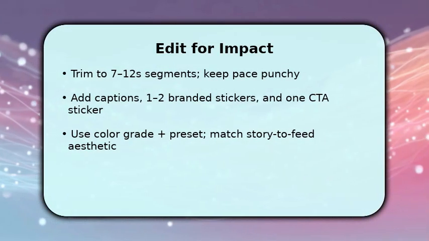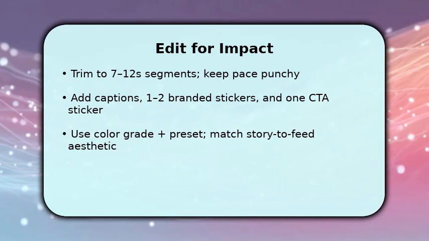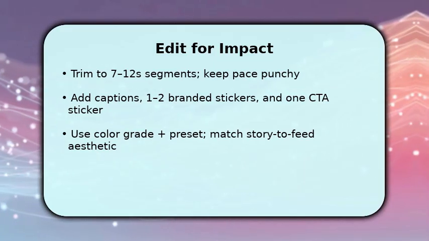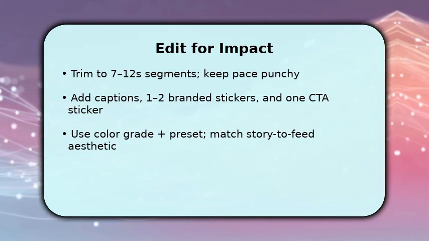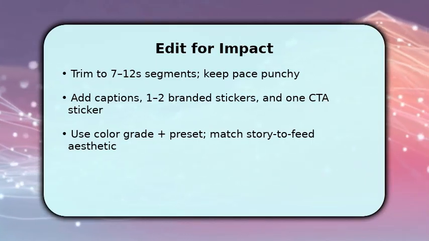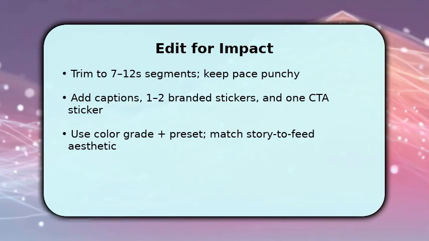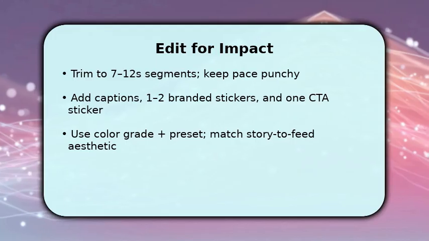Once done recording, move into tight editing. Trim clips to 7-12 seconds so each beat feels intentional, and cut dead air ruthlessly. Shorter segments maintain momentum. Add captions for sound-off viewers, then layer 1 to 2 subtle branded stickers and a single CTA sticker so viewers know the next step.